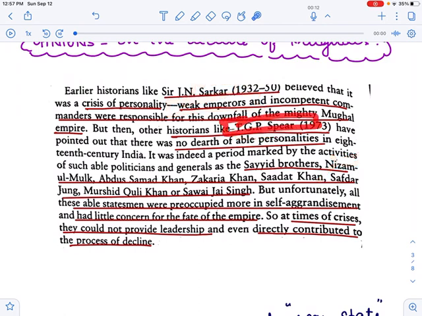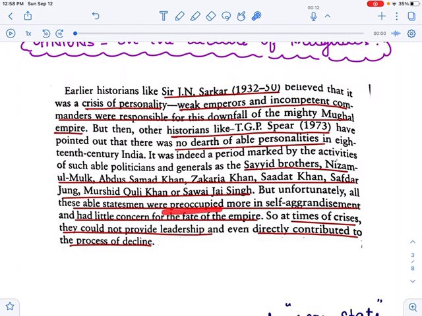He said that the Mughal Empire declined because these capable personalities couldn't give the leadership that the Mughals back then wanted. Spear says that these rulers were very much capable, there's no doubt about it, but they failed to provide the leadership that was required for the empire.